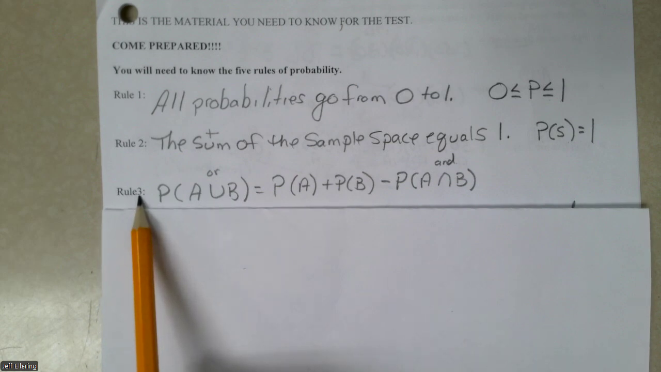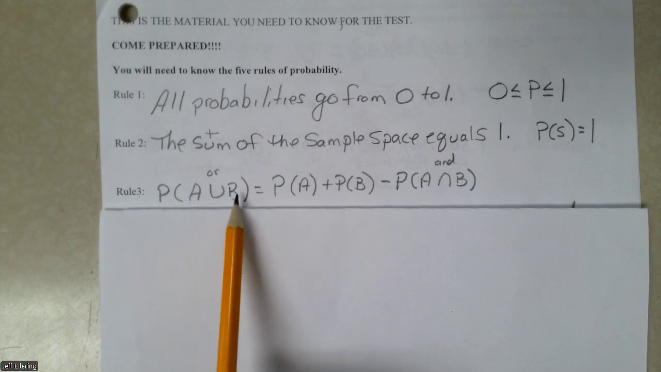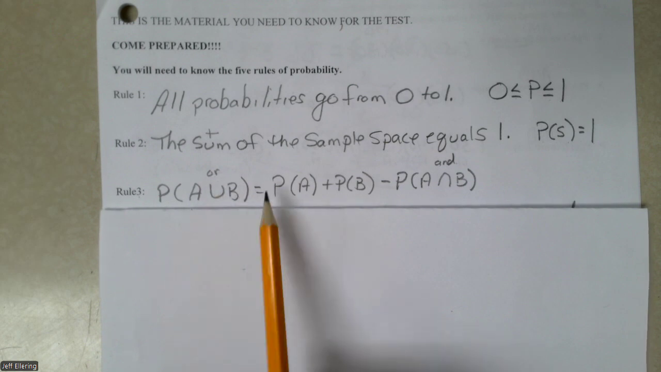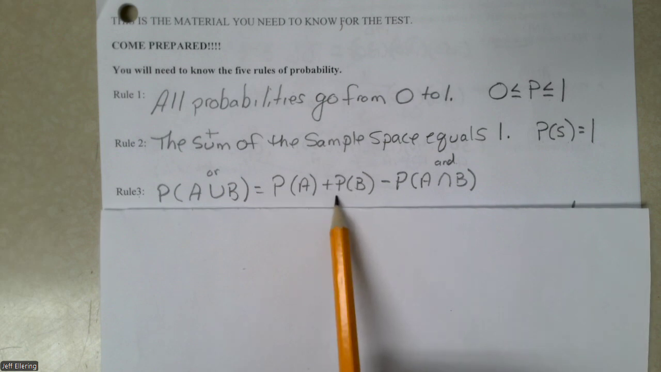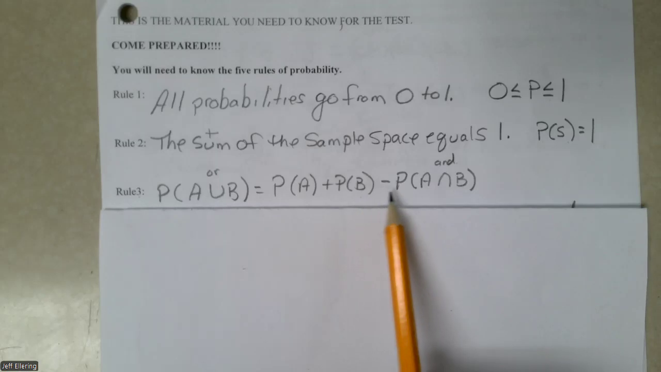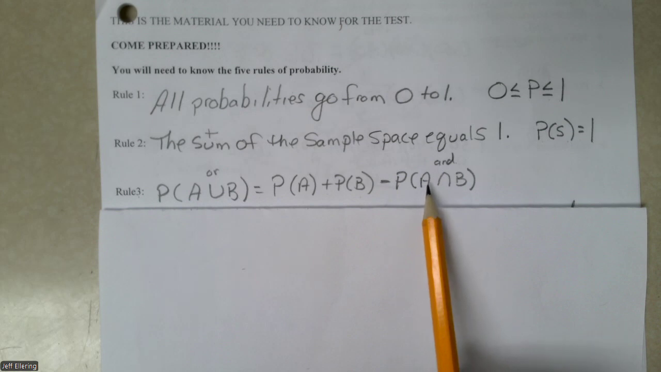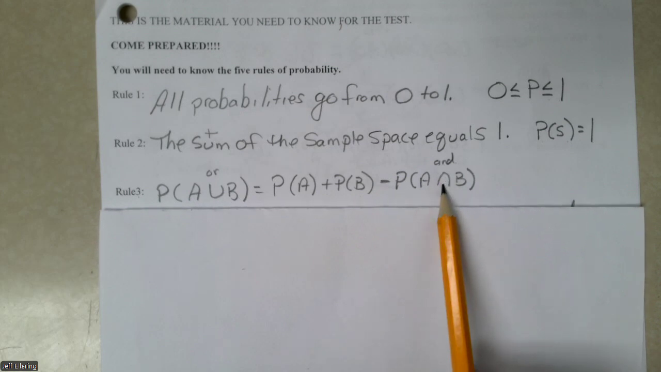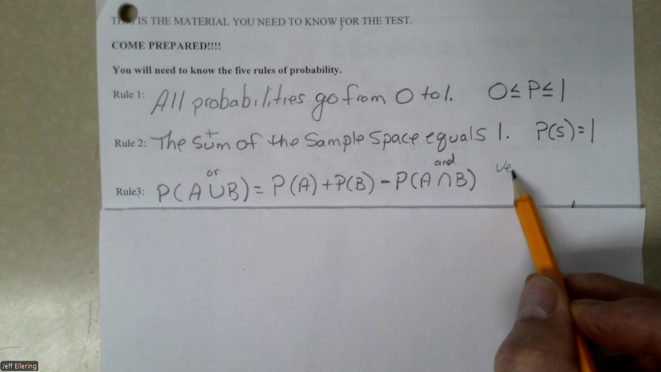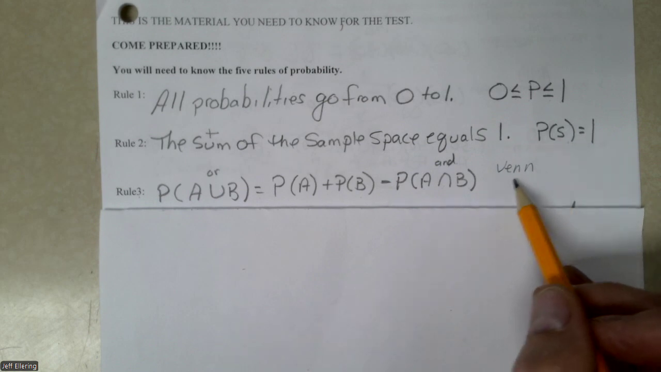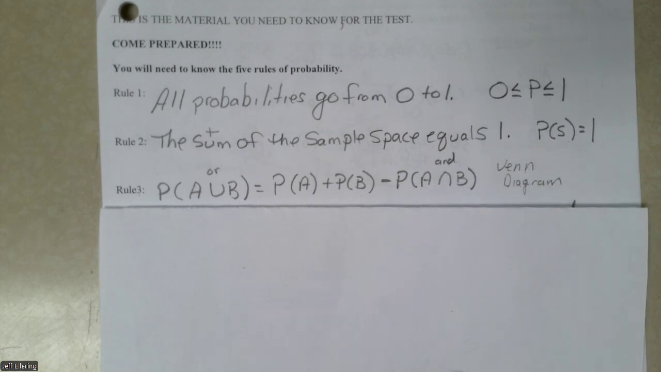Rule number 3, the probability of A or B, remember this is the symbol for or, equals the probability of event A plus the probability of event B. But you have to subtract the union if they overlap, the probability of A and B. Okay. Study your Venn diagram. That will help visualize it better. And we will do one later on in this packet.